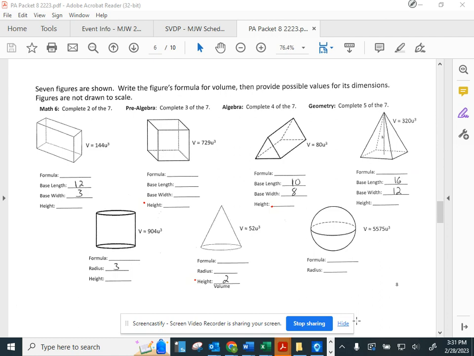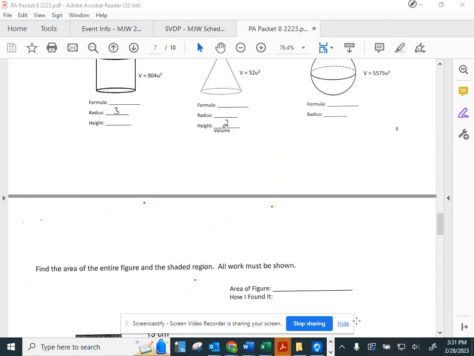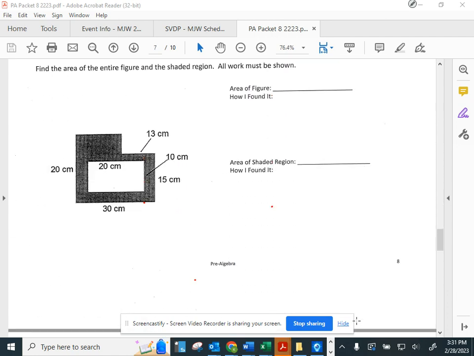Our next page is area and perimeter. Oh, I did not erase all of my dots. Let's erase those. All right, so the first thing is the area of the full figure.